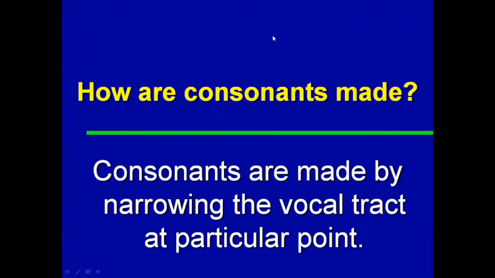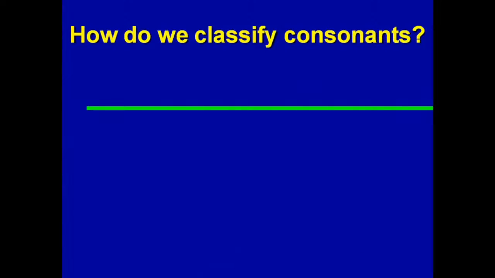Now, another question, how are consonants made? Consonants are made by narrowing the vocal tract at particular points. Okay, how do we classify consonants? When we talk about this classification of consonants, we are simply trying to describe how sounds in general are being articulated. So we're going to talk about three different criteria by means of which we can classify and by means of which we can describe consonants.